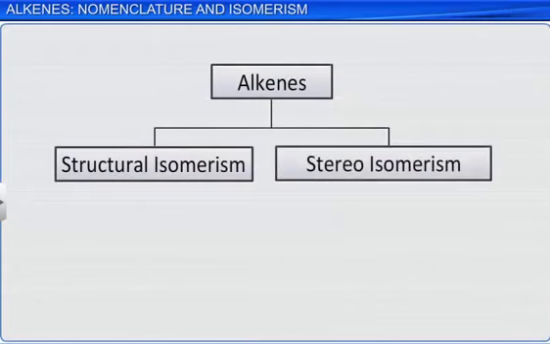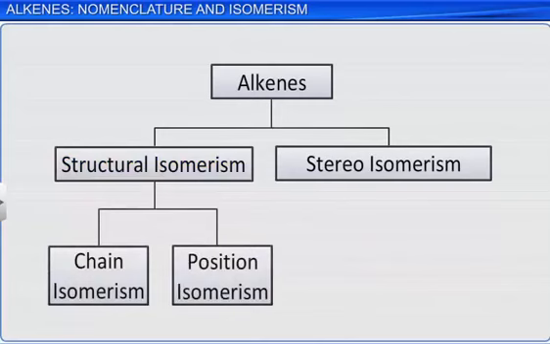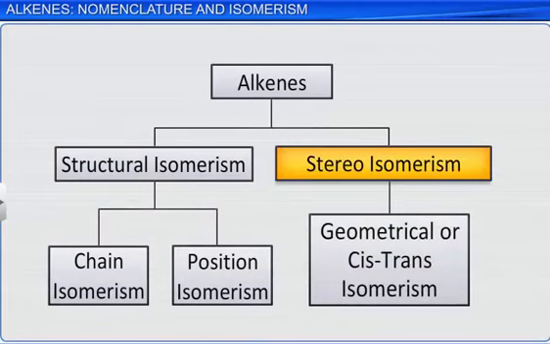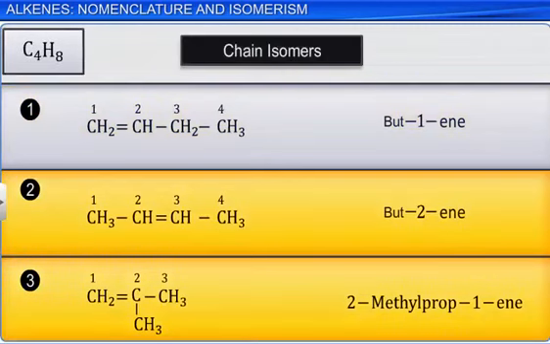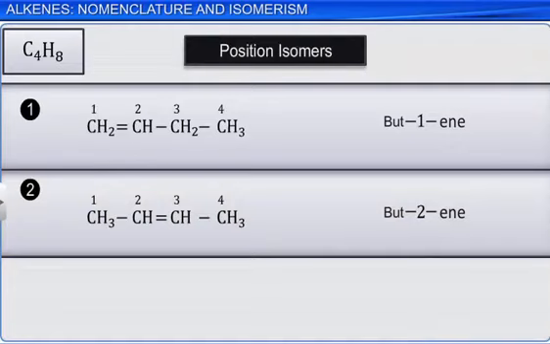In structural isomerism, they show chain and position isomerism. In stereoisomerism, they show geometrical or cis-trans isomerism. In a molecule of C4H8, all the carbon atoms are present in the form of straight or branched chains. For example, structures 1 and 2 have straight chains, whereas structure 3 has a branched chain. Structures 1 and 3, and 2 and 3, are said to be chain isomers of each other. When in two structures, the position of the double bond alone is different, they are said to be position isomers. Structures 1 and 2 are position isomers.